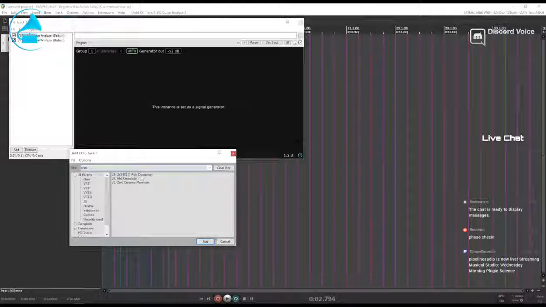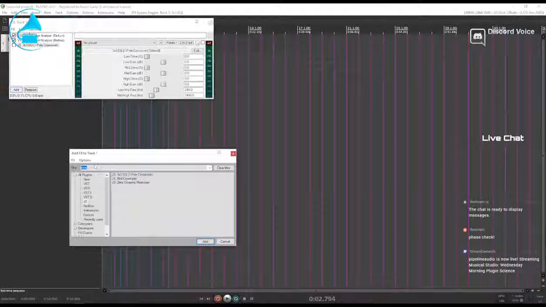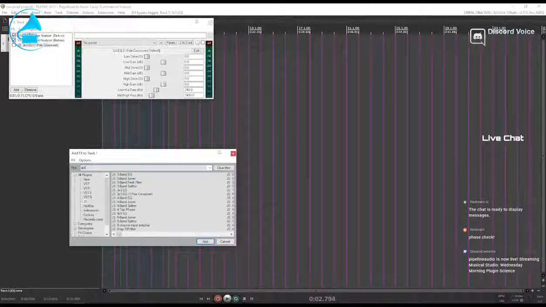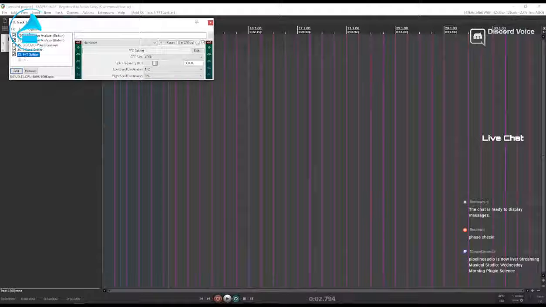3x3 EQ, 1 pole crossover. Let me see what this is. So Scott made this one. I'm not sure that this is going to matter. Let's split. 3-band splitter. Let's look at that. And let's look at this FFT splitter.